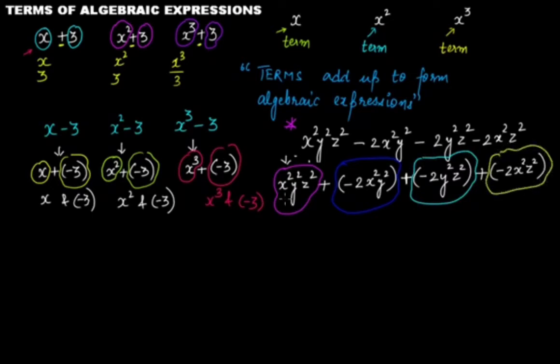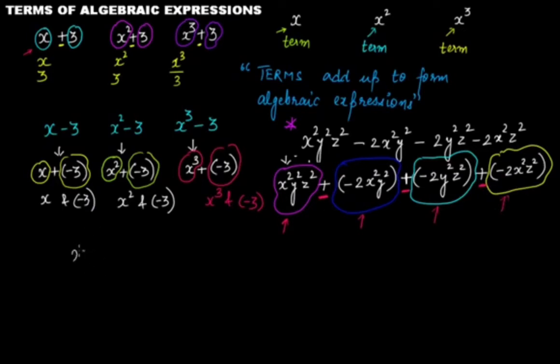So your focus should always be on the plus sign, and wherever you see minus sign in an algebraic expression, quickly think of it as plus outside the bracket and minus within the bracket, right? So this is term 1, term 2, term 3, and term 4. Let's take a few more examples.